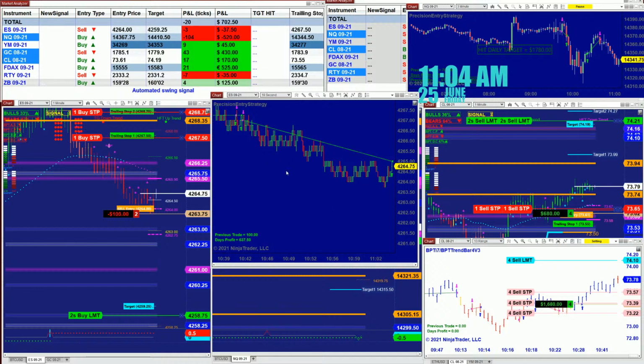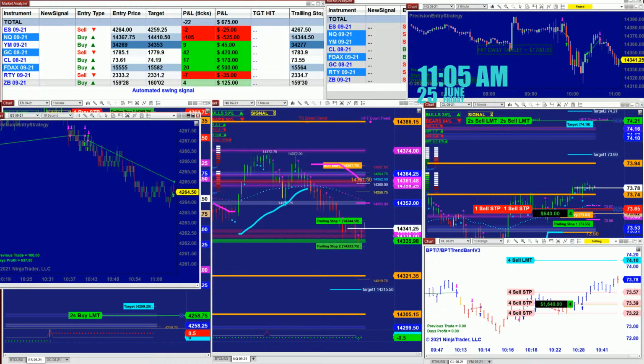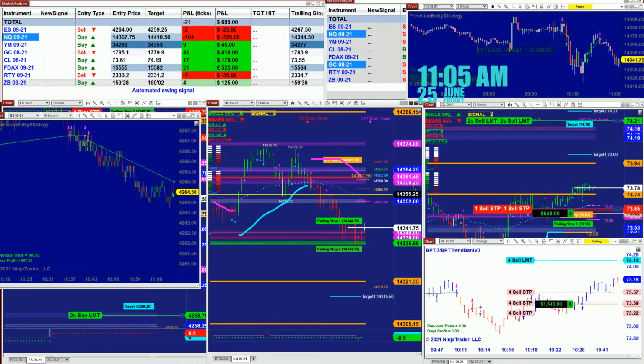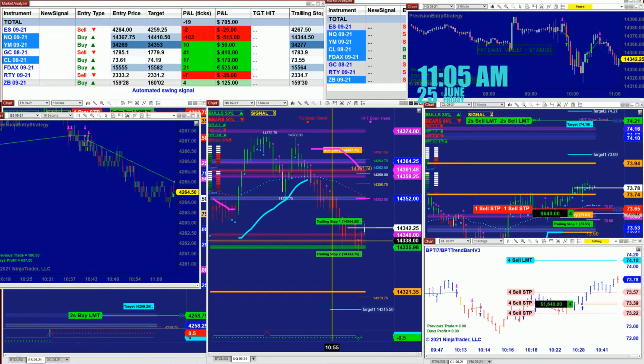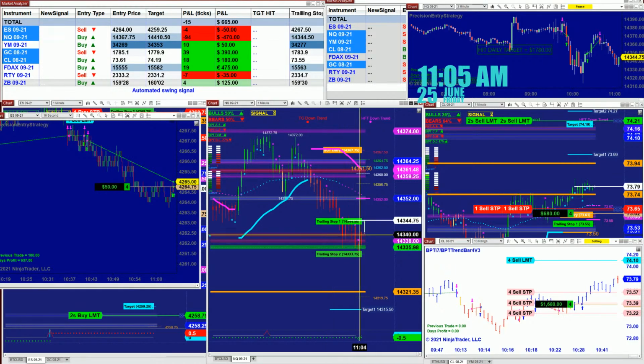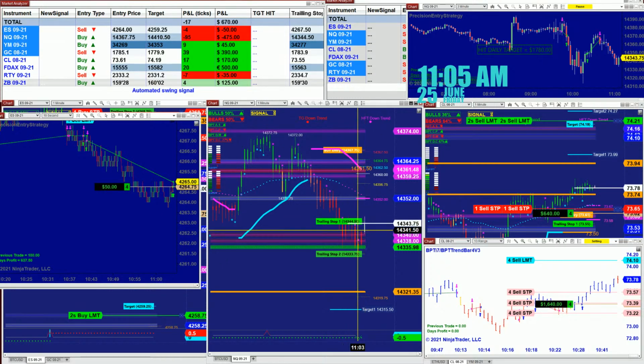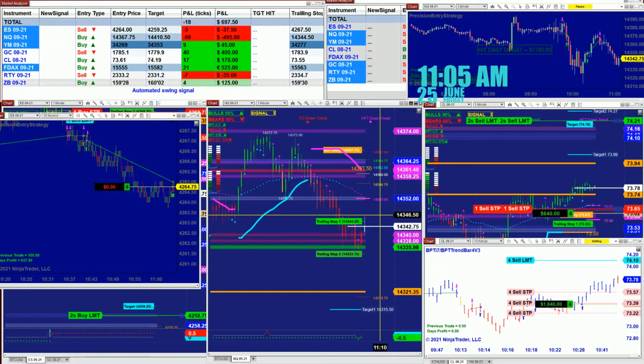Okay, the auto trade closed. 637 on that trade. Look at this. On the NASDAQ, a heavy support. Heavy support. What is going to happen to the NASDAQ right now?